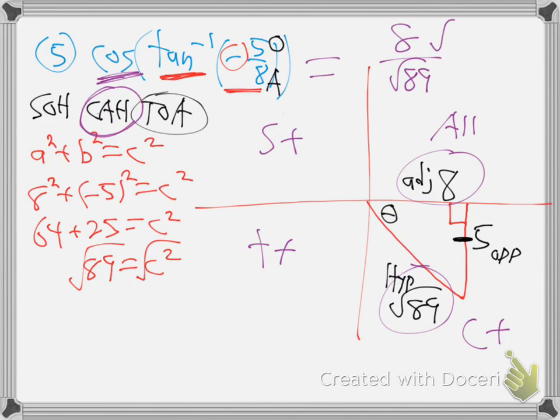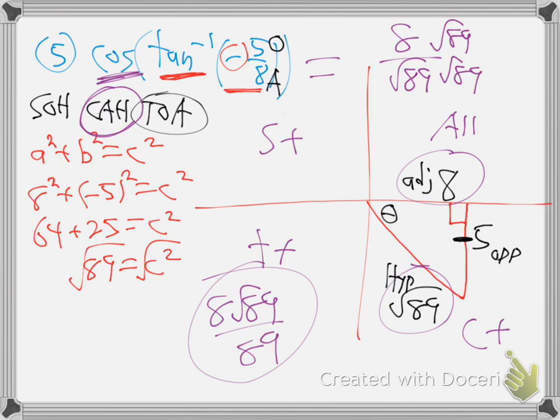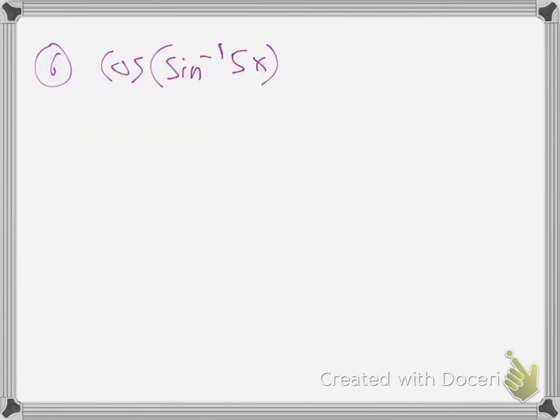Cosine. So you got to get rid of the root from the bottom. Root 89. So what is that? That's 8 root 89 over plain 89. Done. Good? Remember all that? So if they mix them, you got to draw the triangles in the quadrant. Now, no numbers, just letters. Cosine of sine inverse 5x.